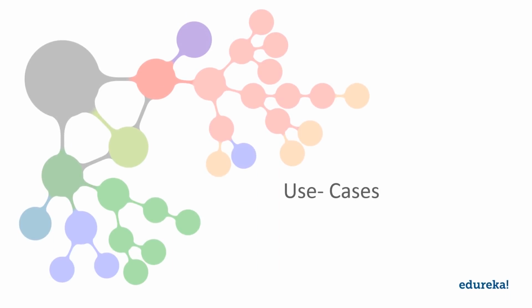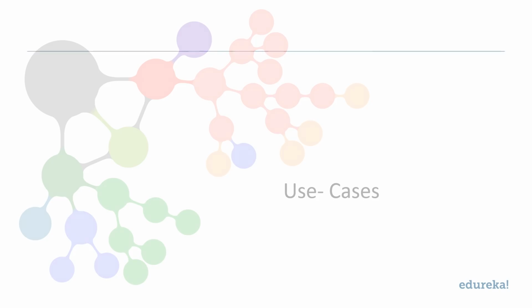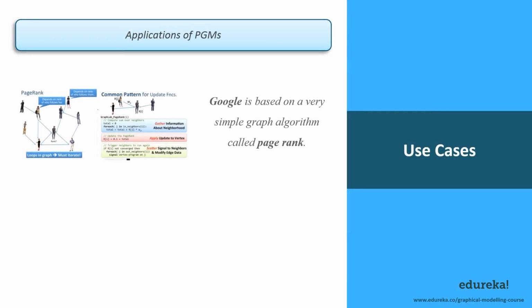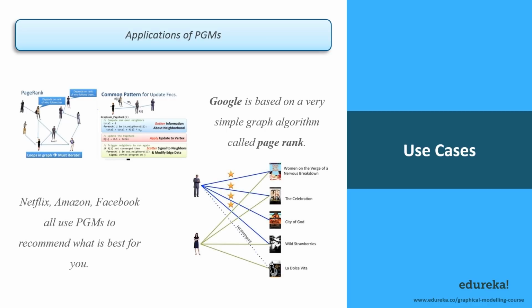Now, let's look at a few use cases of PGMs. First up, we have Google. Google is based on a very simple graph algorithm which is called PageRank. It works somewhat like a message passing algorithm. Next, you have Netflix, Amazon, Facebook, and all of these use probabilistic graphical models to recommend what's best for you. The algorithm I have given here uses latent factor models and non-negative matrix factorization.